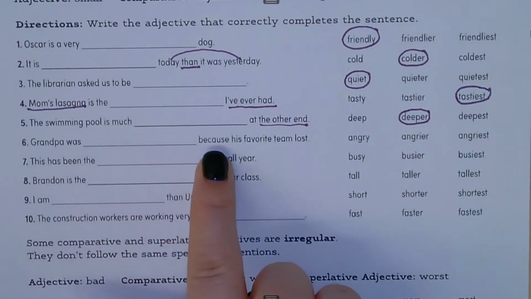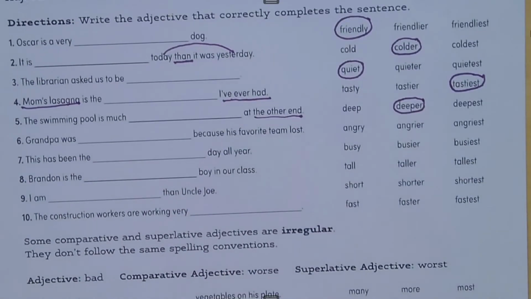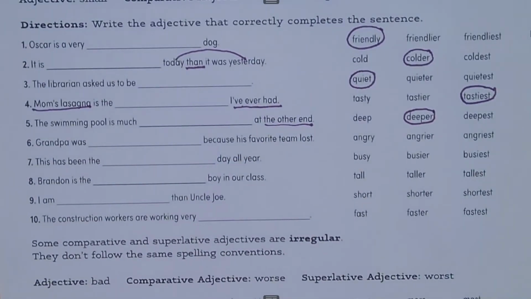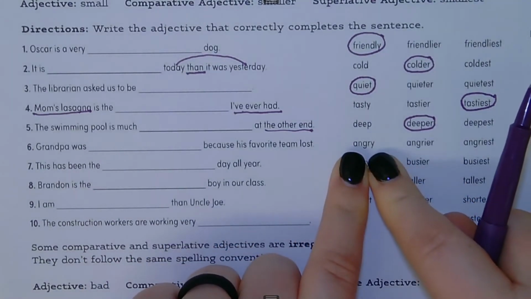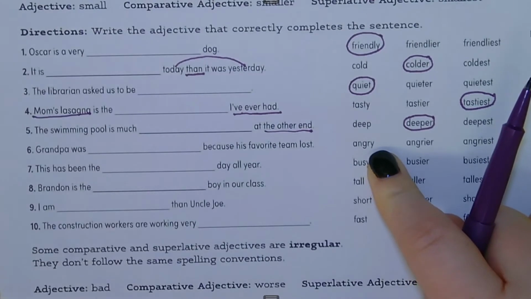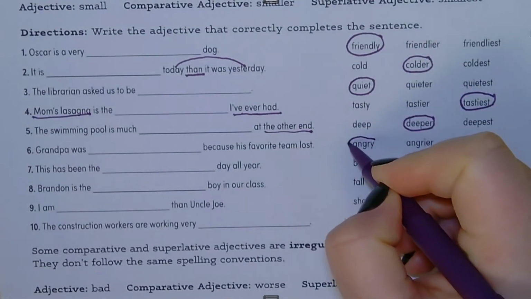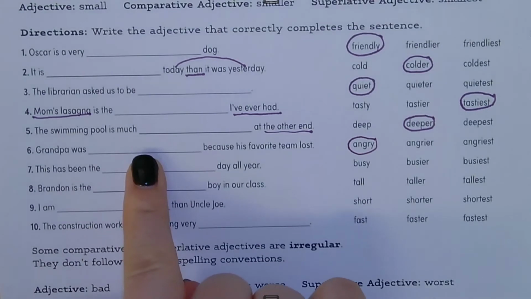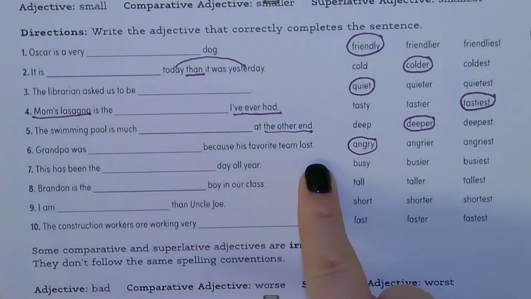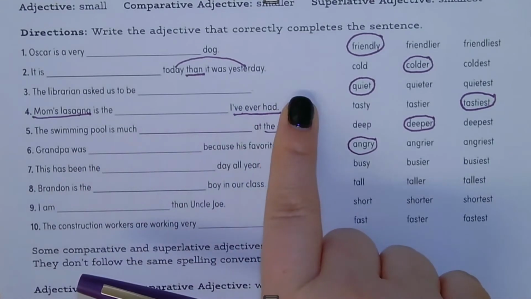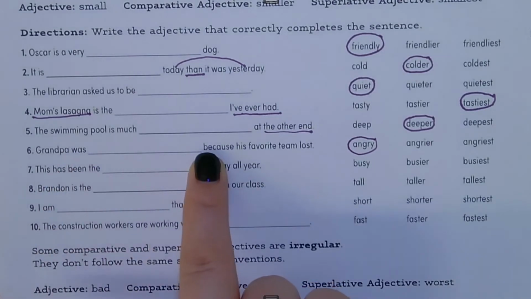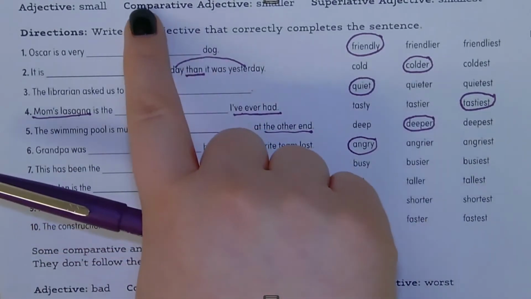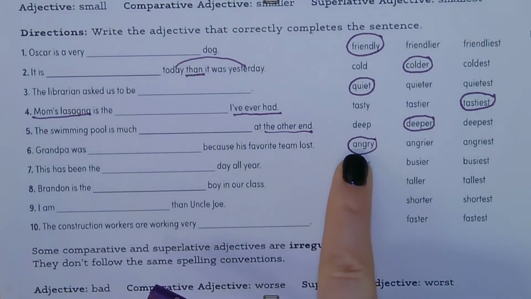Grandpa was blank because his favorite team lost. Are we comparing anything there? No. Now, we would use the regular adjective form, and let's test it out. Grandpa was angry because his favorite team lost. Now, if the sentence said, Grandpa was blank than a bull because his favorite team lost, then we're comparing Grandpa to a bull, and then we would have angrier. But we're not comparing how Grandpa feels to anything else. So we don't need a comparative or a superlative adjective. We just need our regular adjective.